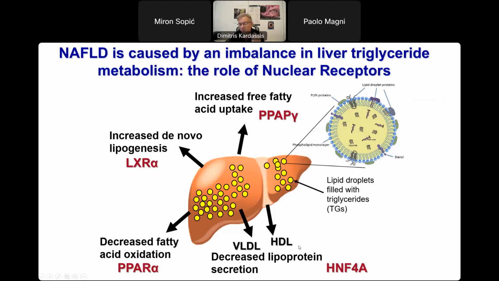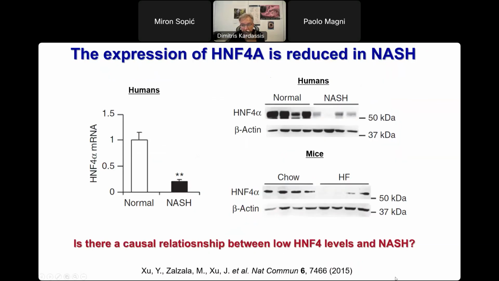And when you have defects in lipoprotein secretion, then again, you can have fatty liver, because the lipoproteins are not secreted, they stay in the liver. And this is the case with HNF4. So HNF4 is reduced in us. We know that from humans and mice. In humans, HNF4 is reduced at the mRNA and also at the protein level. And in mice, if you treat mice with high-fat diet and you have fatty liver, HNF4 is reduced.